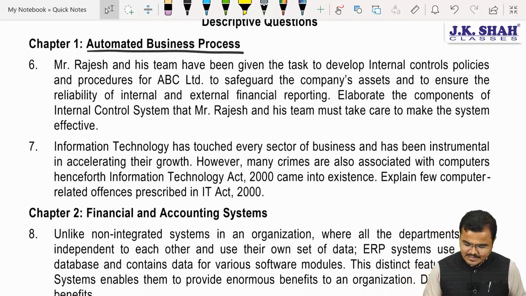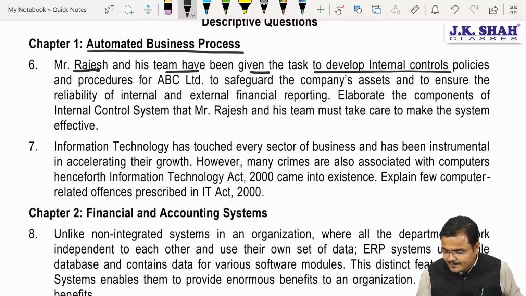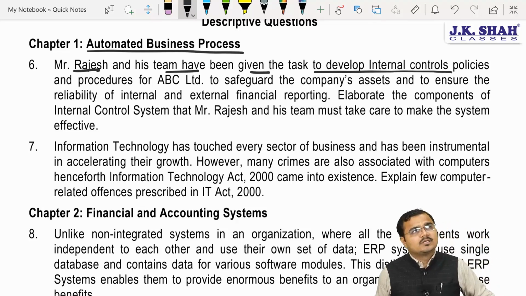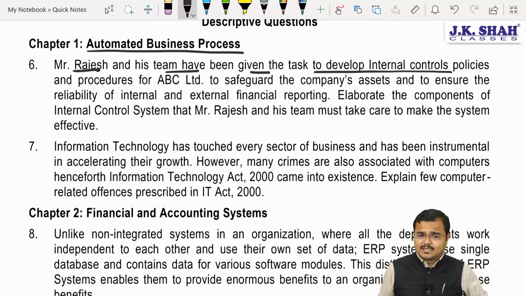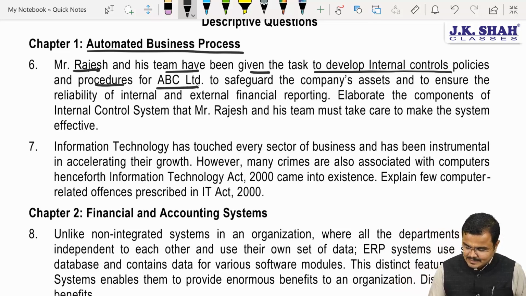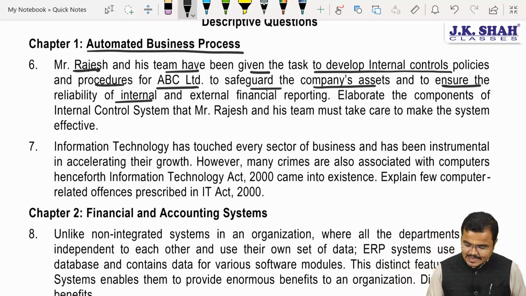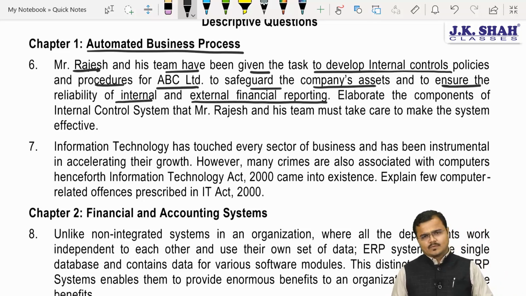Mr. Rajesh and his team have been given the task to develop internal controls. Yes sir, chapter number 1, we remember the internal controls. Policies and procedures for ABC Limited to safeguard the company's assets and to ensure the reliability of internal and external financial reporting. Good. Obviously we know very clearly, Chartered, that controls are implemented in order to mitigate or minimize the impact of risk. Agree, Chartered? Yes sir.